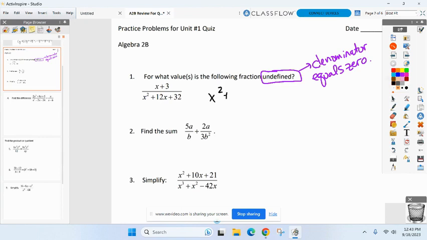X squared plus 12x plus 32, and I'm going to try to find some x values that make it equal to 0. This is just a factoring problem now. Don't look at the numerator. Cross it out if you want to. So two numbers, anybody? Multiply to 32, add to 12? 4 and 8. Yep, positive, positive.